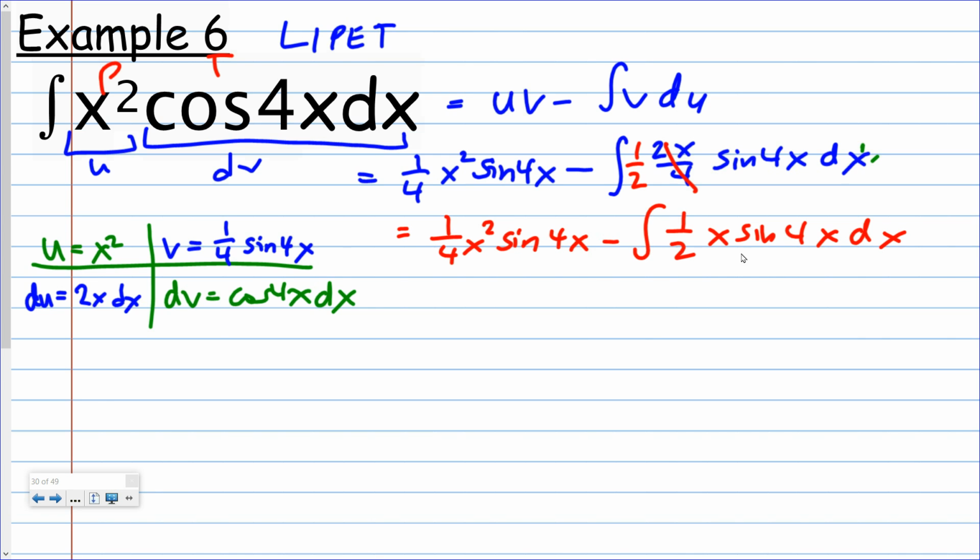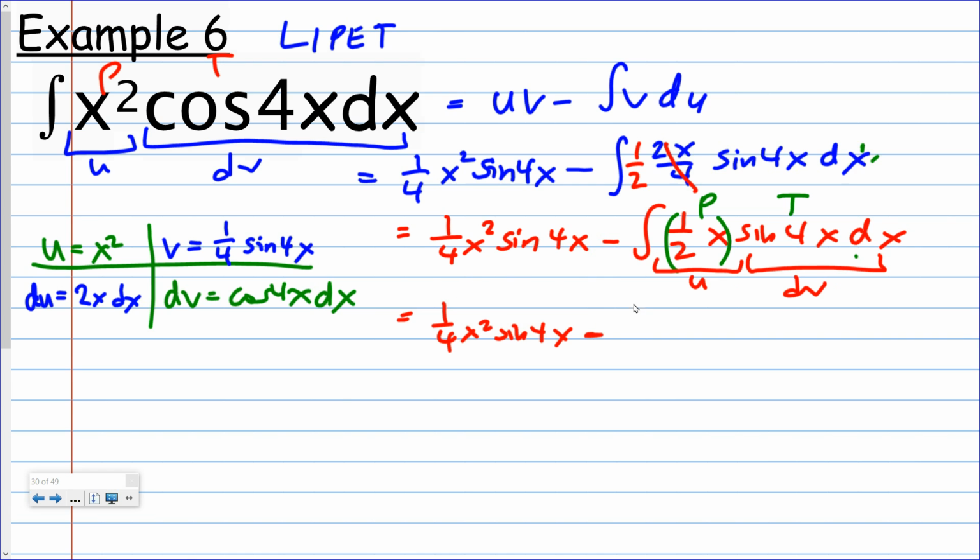If I take this sine u, the integral of sine u is negative cosine 4x. The derivative of 4x is 4. When I divide by 4 here, do my x's cancel out? No. So you have to actually use integration by parts again. This is going to be p, a polynomial, this 1/2 x, and this is going to be t. Now don't get intimidated, we've done this already. This is going to be my u, and this is going to be my dv. So when I'm done, 1/4 x squared sine 4x, this term's already done.